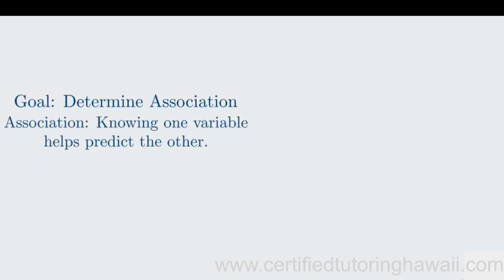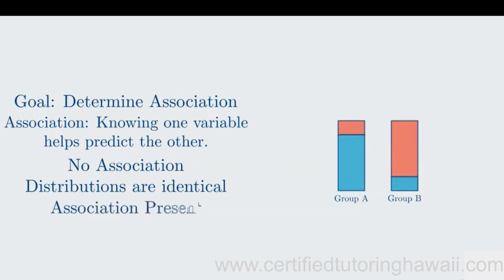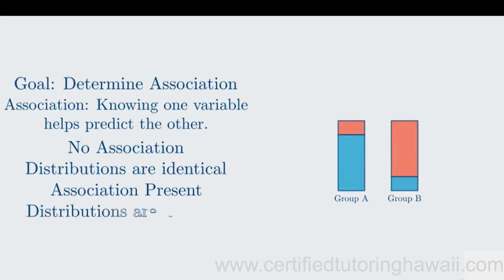The main goal of using these graphs is to determine if there is an association between the two variables. Knowing the value of one variable helps predict the value of the other. If the distribution of the categorical variable is the same across all levels of the other variable, we say there is no association. Notice how the segments align perfectly. Knowing which group someone is in does not change our guess about their preference. However, when the segments are different heights, as we see here, an association exists. If you are in Group A, you are much more likely to be in the blue category.